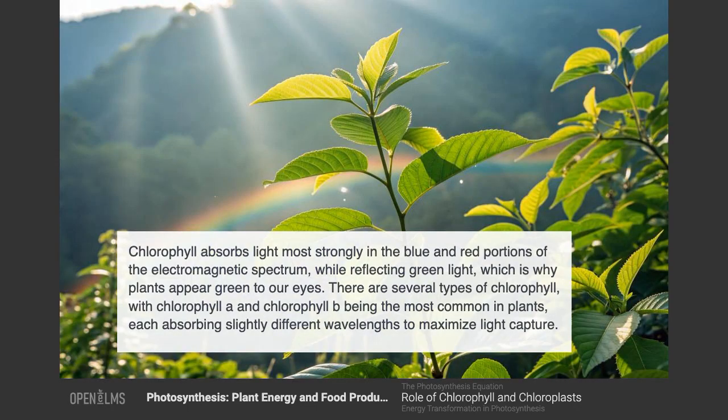Chlorophyll absorbs light most strongly in the blue and red portions of the electromagnetic spectrum, while reflecting green light, which is why plants appear green to our eyes. There are several types of chlorophyll, with chlorophyll A and chlorophyll B being the most common in plants, each absorbing slightly different wavelengths to maximize light capture.